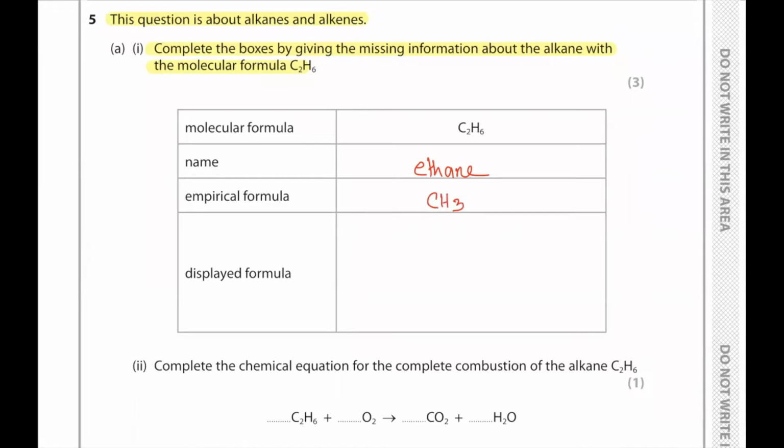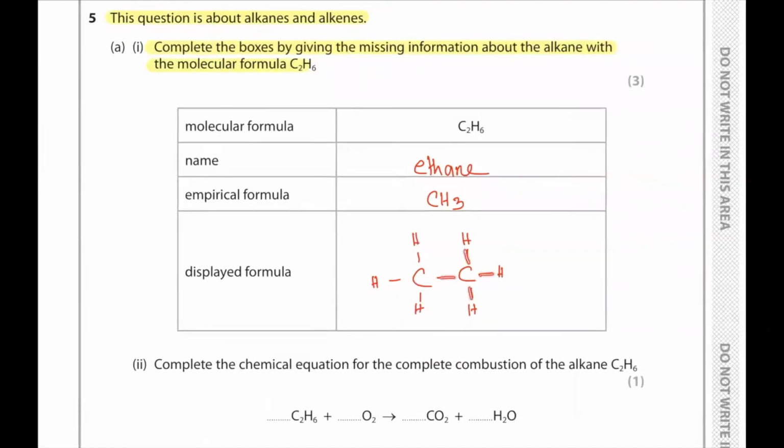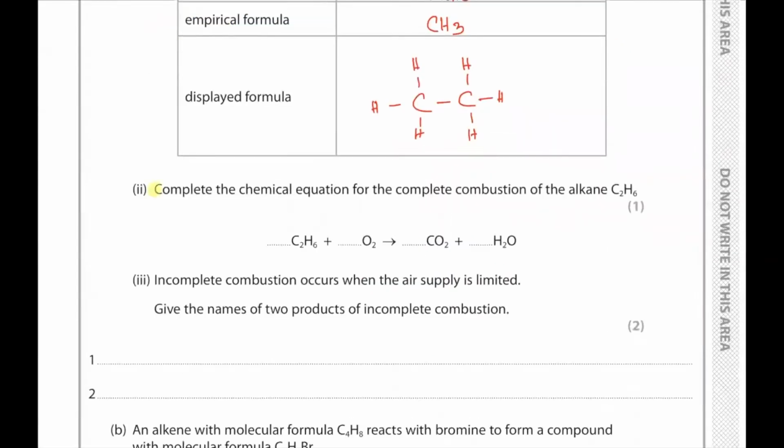And the displayed formula for this particular compound is going to be 2 carbons in one row. And then we're going to fill up 4 bonds for each carbon by adding hydrogen. In this way, we're going to add 6 hydrogens. If you notice, each carbon is now having one single bond with another carbon and single bonds with hydrogen. Part 2. Complete the chemical equation for the complete combustion of the alkane C2H6.